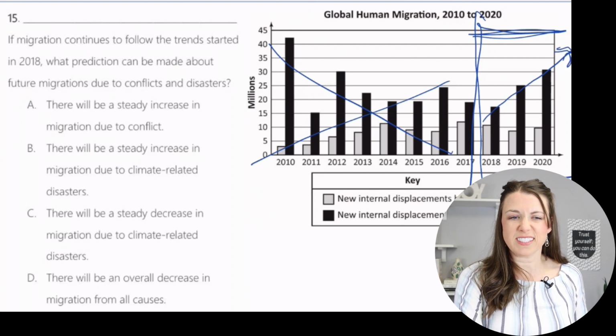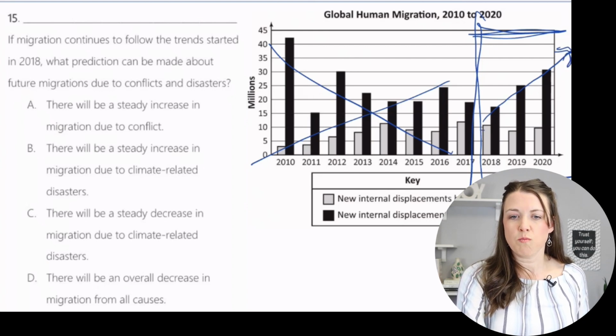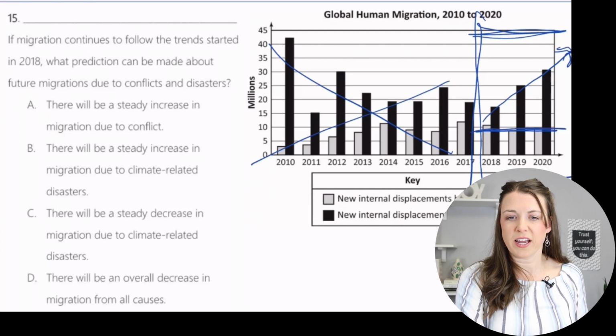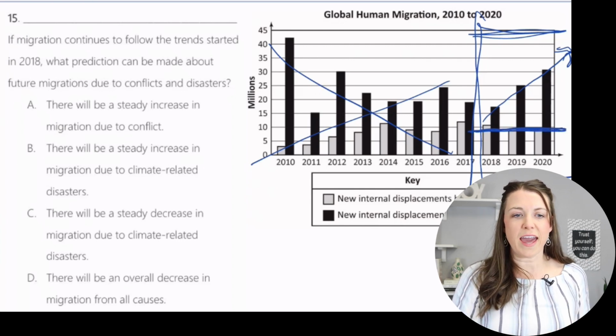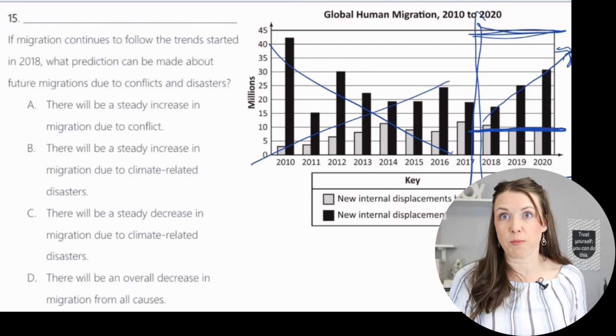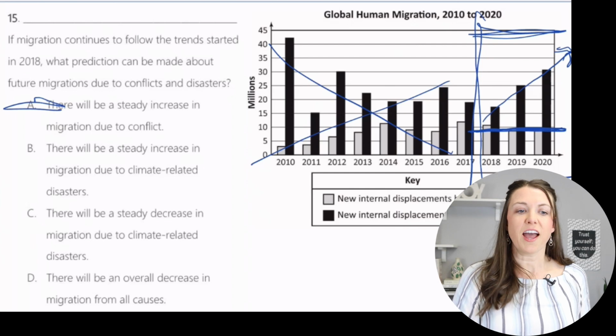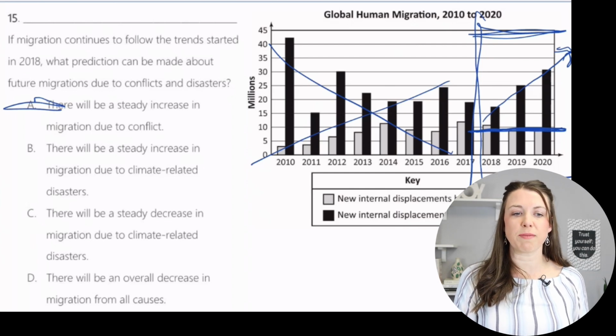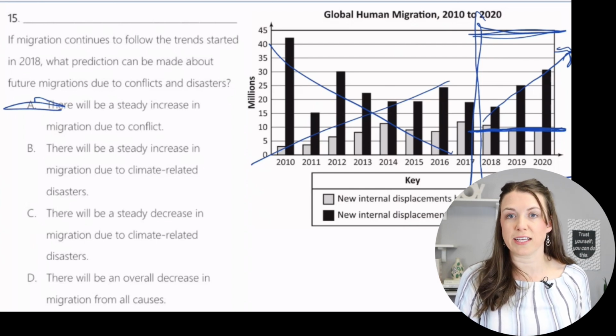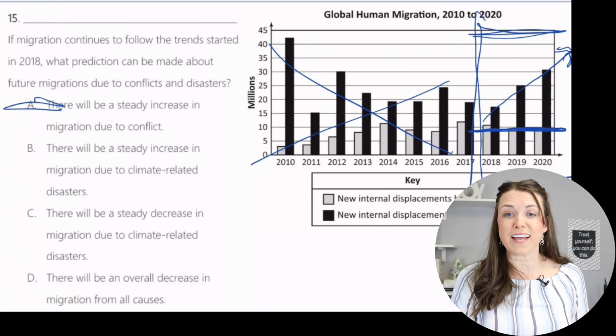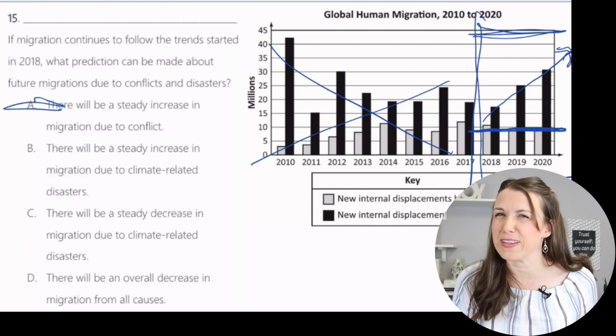Whereas look at the conflict. It's more or less equal, right? So A, there will be a steady increase in migration due to conflict. No, because the conflict is staying about equal, right? B, there will be a steady increase in migration due to climate-related disasters. Yep, look at that steady increase going up. But let's look at the other questions.